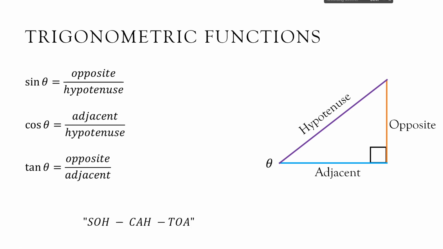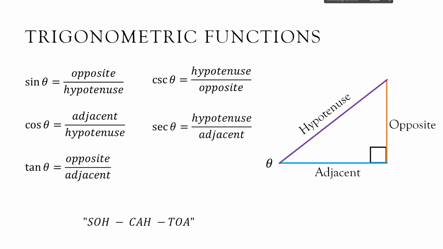But what about the other three? The first one I'll introduce from the other three is the cosecant of theta. Cosecant of theta is the hypotenuse divided by the opposite.